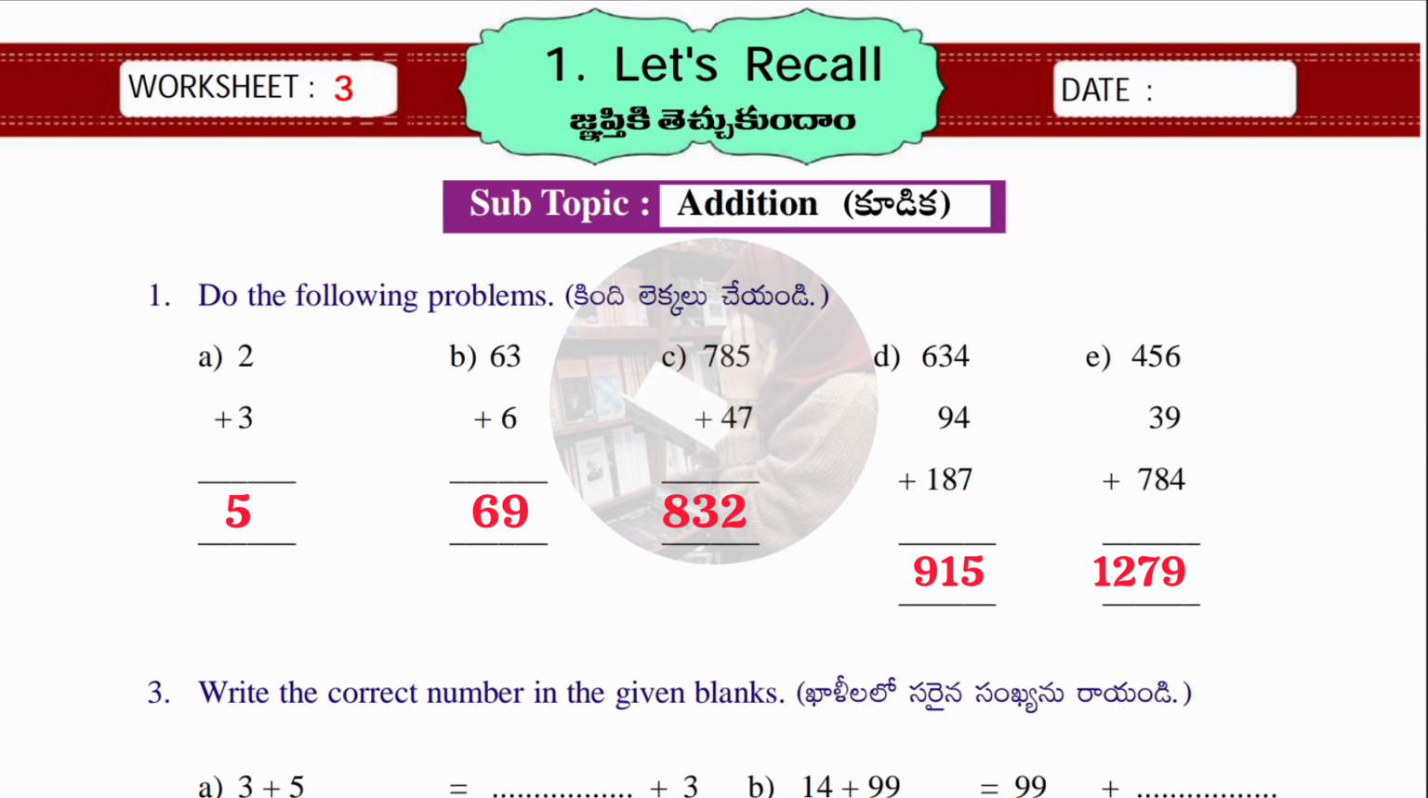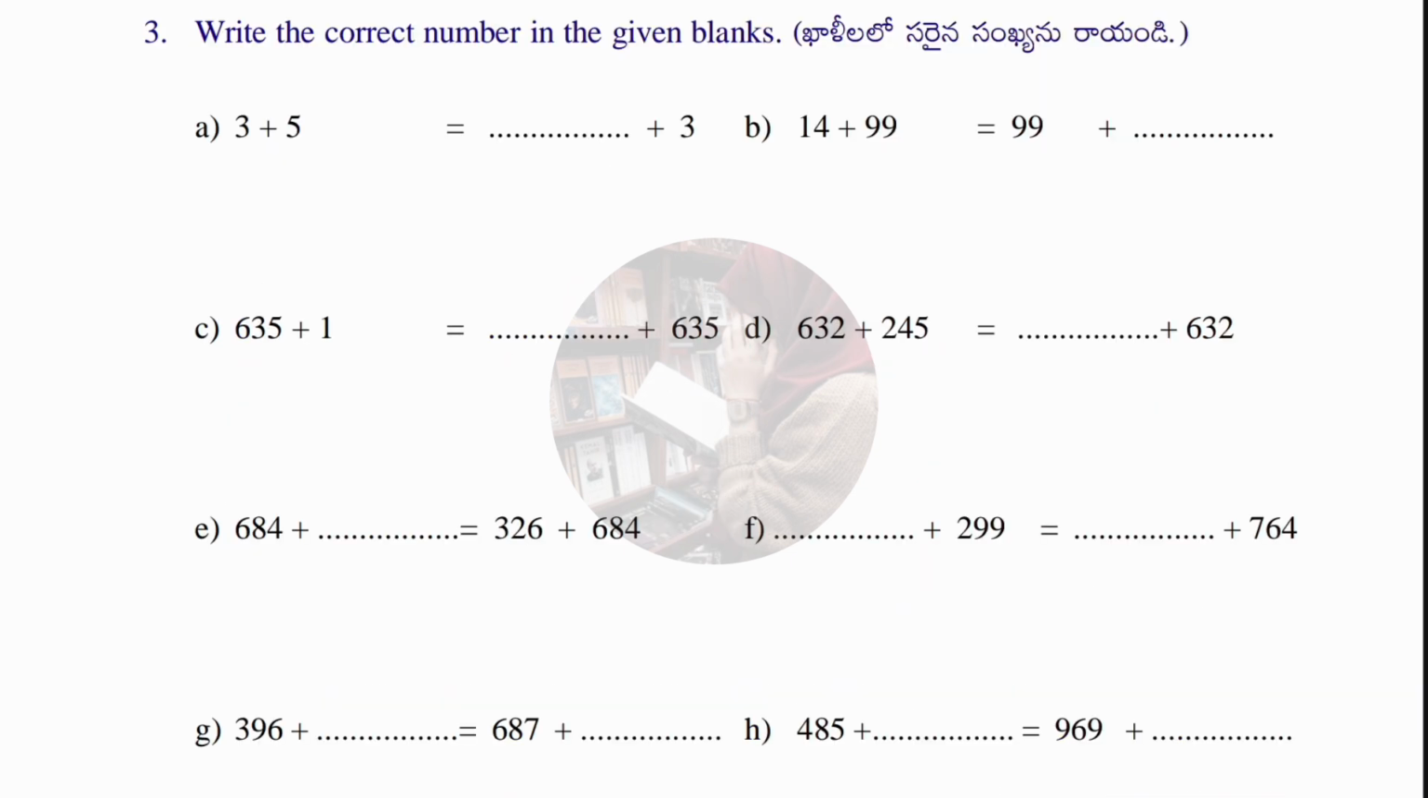Next fourth one, 634 plus 94 plus 187. So add ones digits, tens digits and hundreds digits, like that. So the answer you will get is 915. Next fifth one is 456 plus 39 plus 784. Answer is 1279.